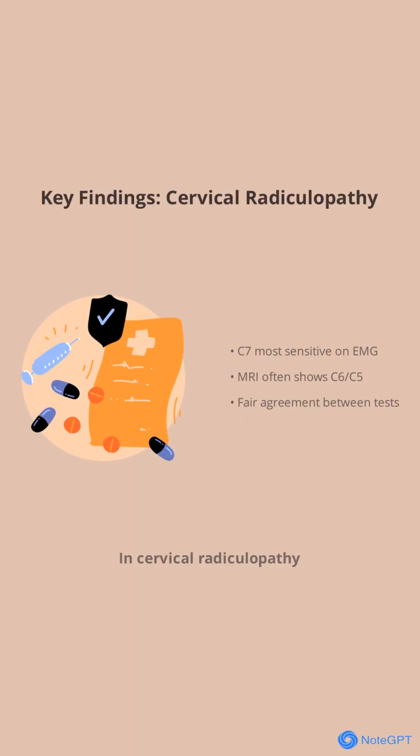In cervical radiculopathy, the most sensitive EMG root level was C7, followed by C6. MRI most frequently showed abnormalities at C6 and C5. However, the agreement between EMG and MRI was only fair at C5, C7, and C8, and not significant at C6 and T1. This means that while both tests can identify affected levels, they do not always match perfectly. The combination of EMG and MRI increases diagnostic confidence, especially when clinical symptoms are unclear.